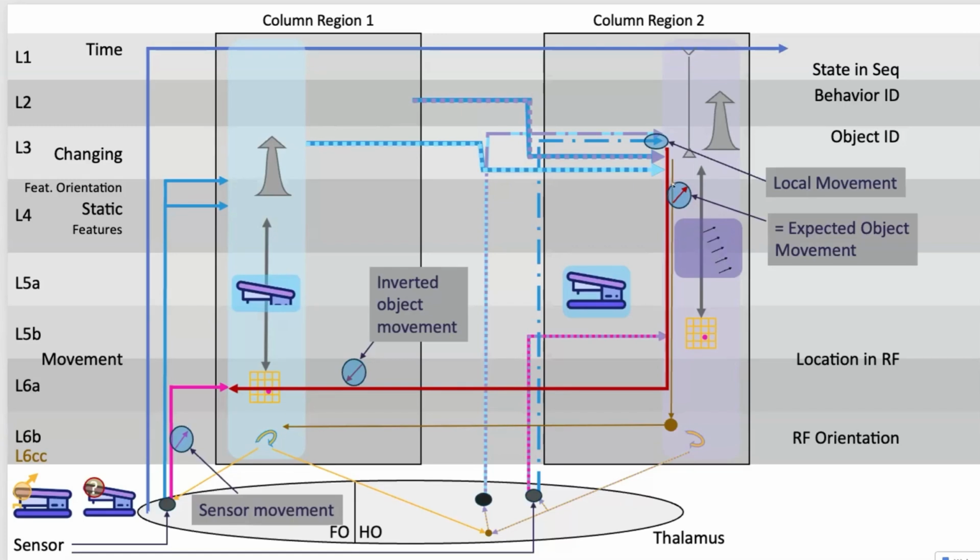And we would take that local movement, which is the expected object movement. That's what we expect to sense as an input here, or what we sensed when we learned it. But then we have to invert that movement. So take the opposite of it and apply it to that reference frame here to compensate for that movement in the child object's reference frame.